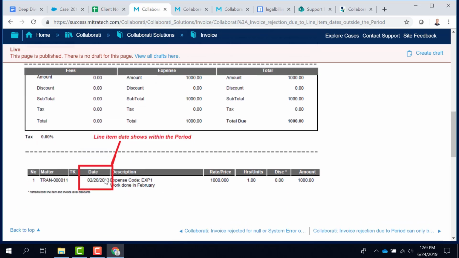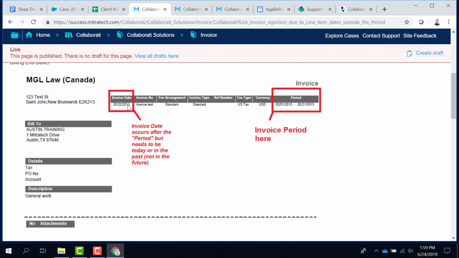And the line item date shows within the period, so it's between 2/1 and 2/21. And the invoice date is over here on the left. The invoice date occurs after the period, but needs to be today or in the past, not in the future. Don't put it in a future date.